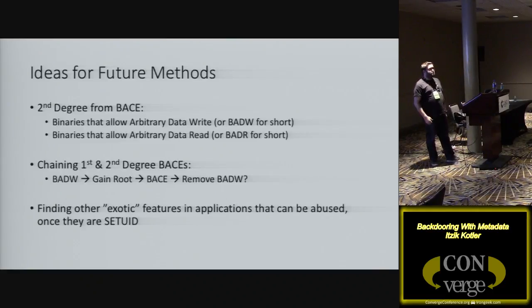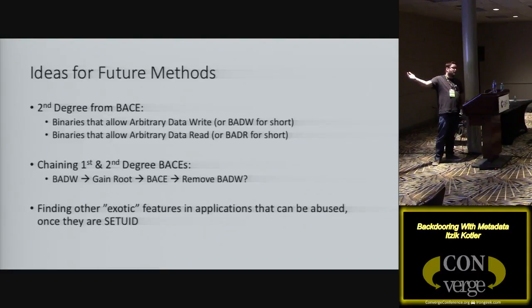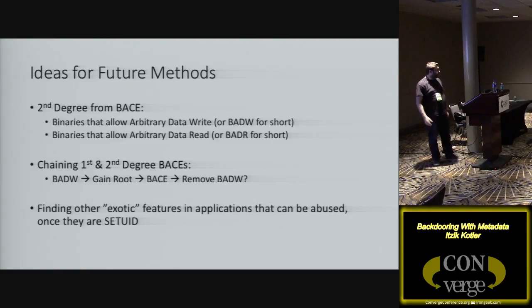Future ideas. Execution of code is just one thing. You can find binaries that will allow you arbitrary read and write, and then you can chain them together. Just an interesting idea. And of course, other exotic features such as networking. Maybe you can find binaries that do that and use it as part of your backdoor.